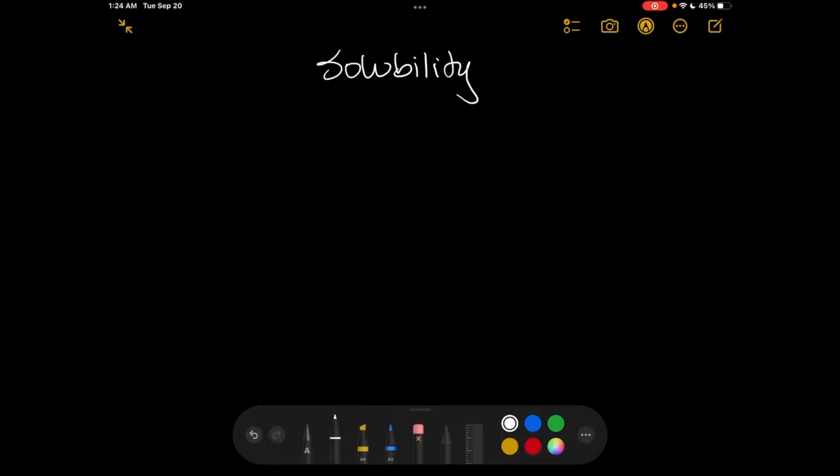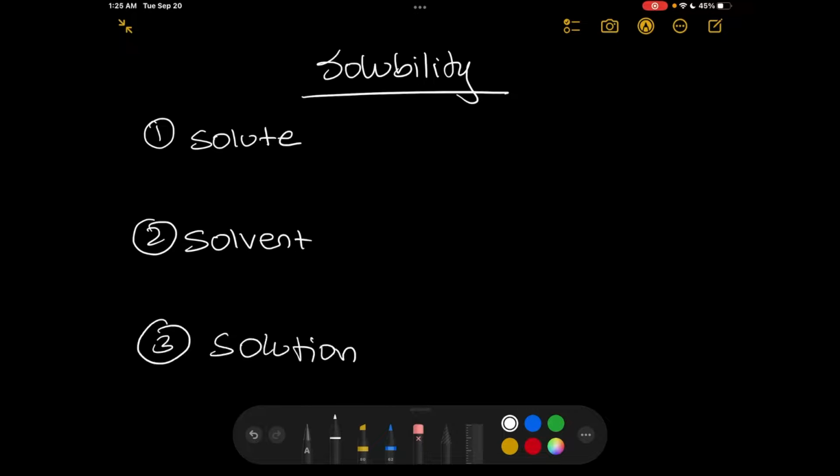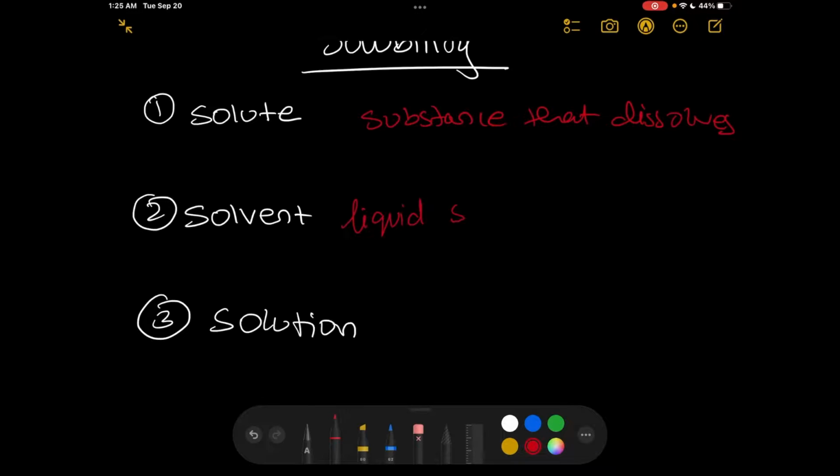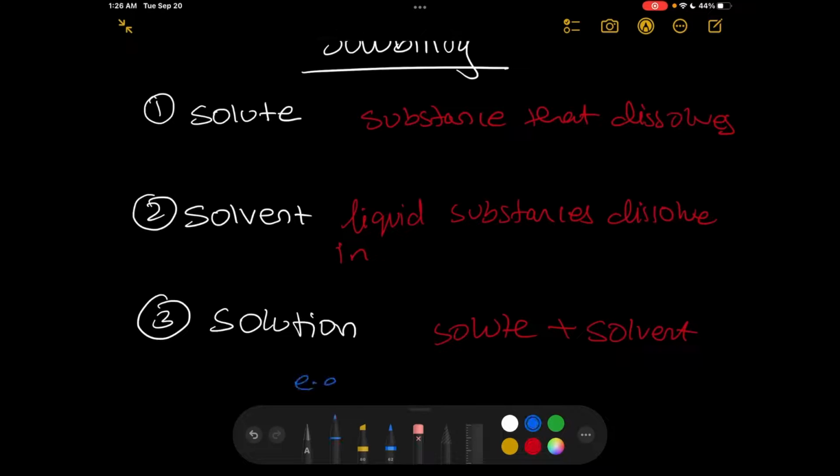Next up, we have solubility. But before we go into its definition, let's look at the things that are needed in solubility. We have solutes, solvents, and solution. What is meant by solutes? These are the substances that dissolve. Solvents are the liquid substances they dissolve in, and solution is what we get when solute and solvent are added together.